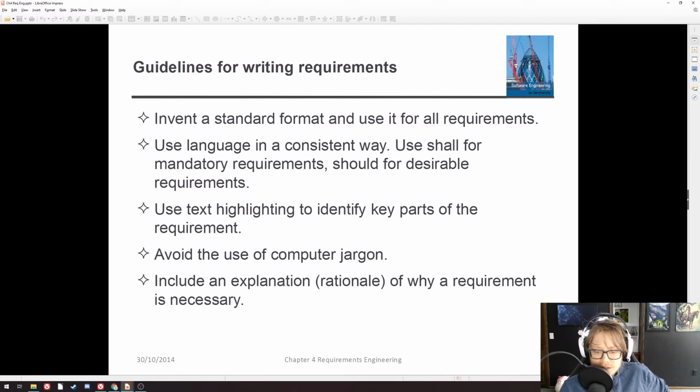If you're going to do it in natural language, you should come up with some kind of format. You should write all your requirements in that format. You should be consistent in the way you use your language. If a requirement is mandatory, for example, you can use legalese. If the word shall appears, then it's mandatory. Will is like light shall. So the program will do this doesn't mean that it's mandatory. It means that it really should.